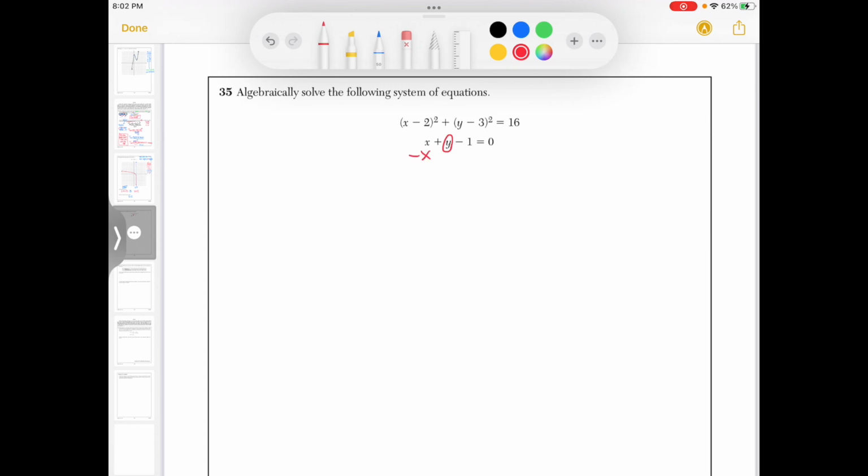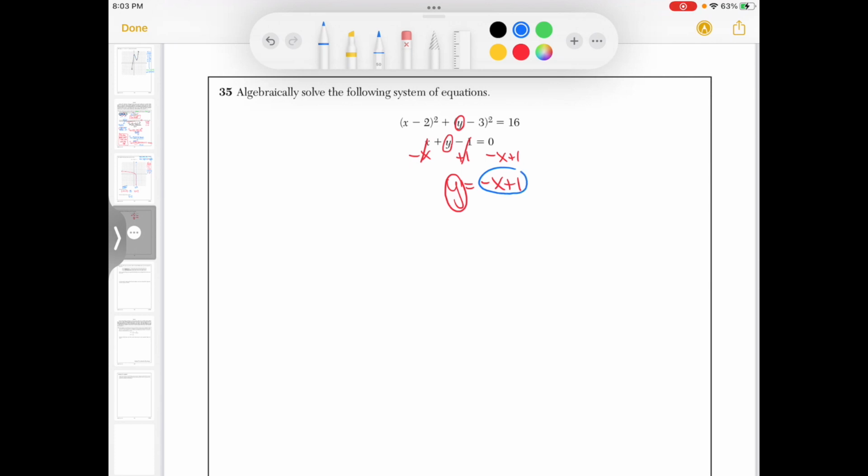So if I solve this for y, I need to get the x to the other side. So I'm going to subtract it over since it's positive, and I'm going to add that -1 over. So these are both going to cancel, and I'll end up with y equals a negative x plus 1. The reason this benefits me is because now I know what y is equal to, and I have a y in this equation up here.